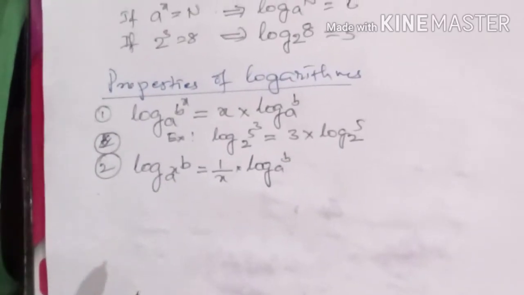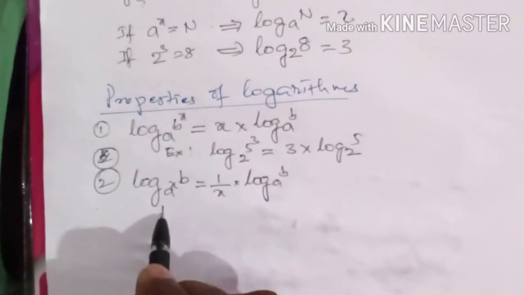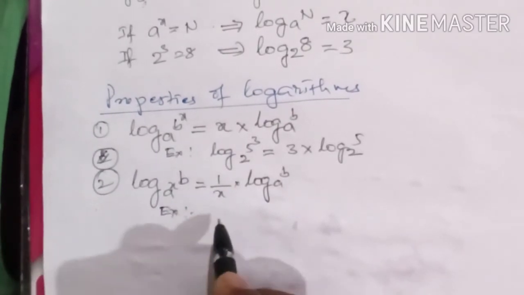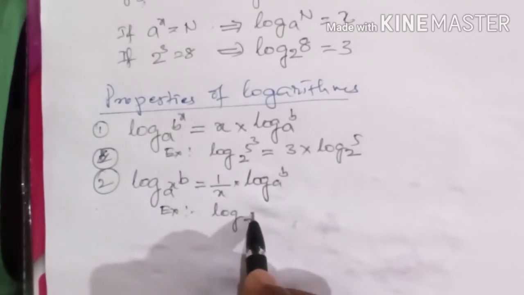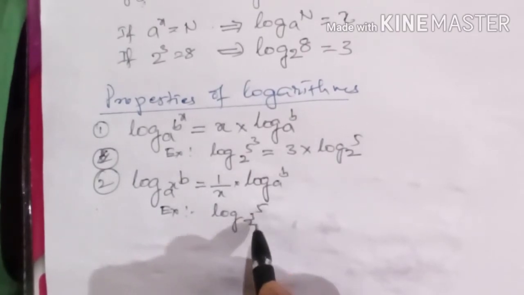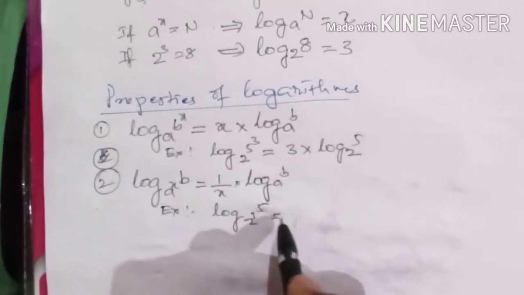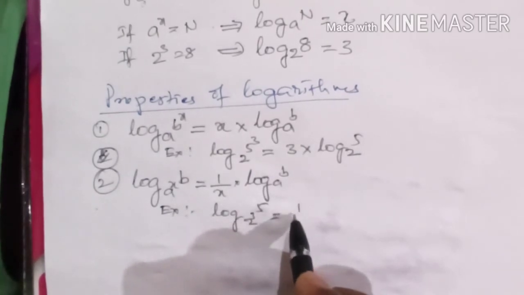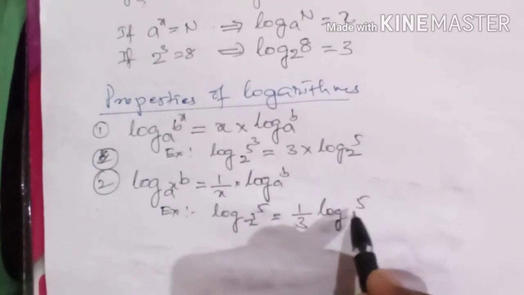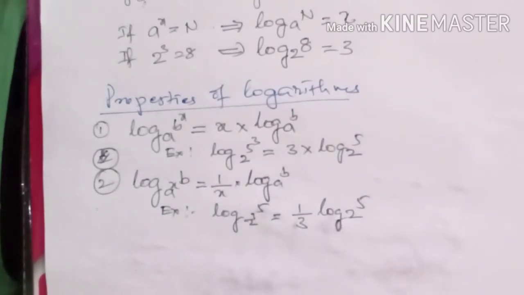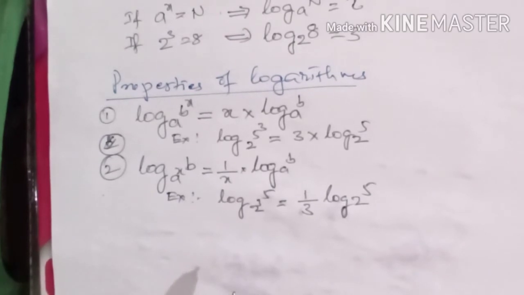For this one, we are giving one example here. Suppose log 5 to the base 2 cube, the number is 5 and the base is 2 cube, so we can write this as 1 by 3 log 5 to the base 2.